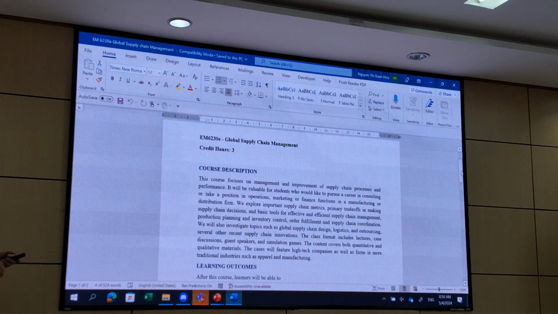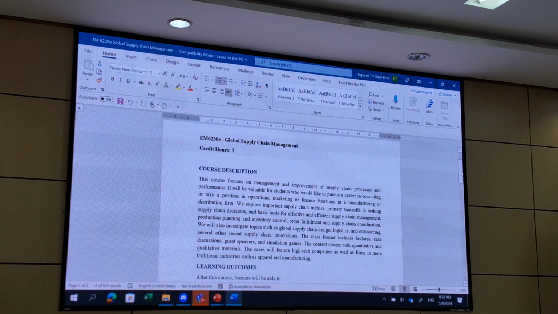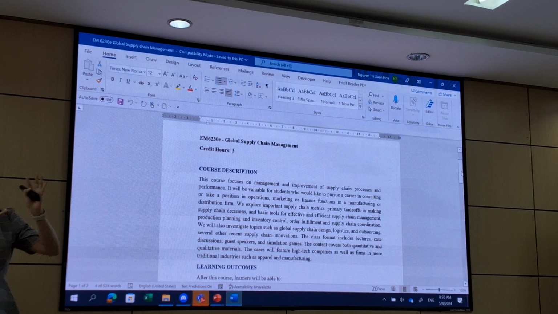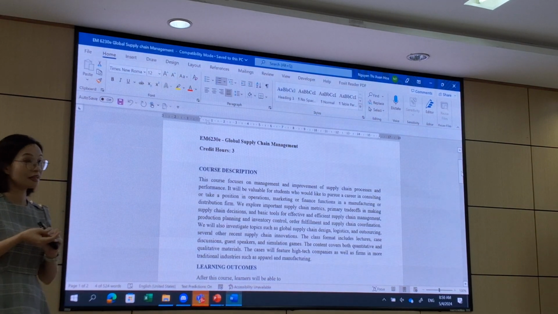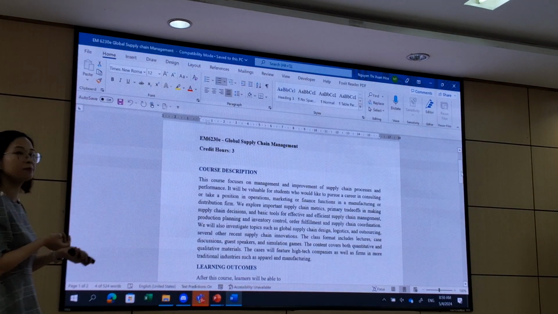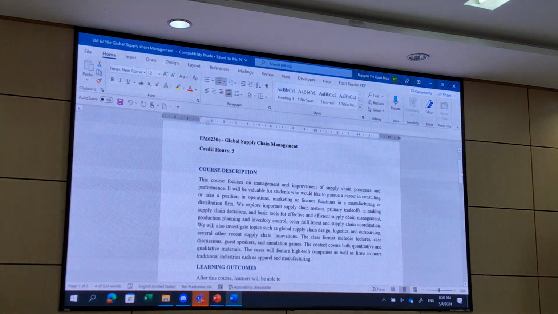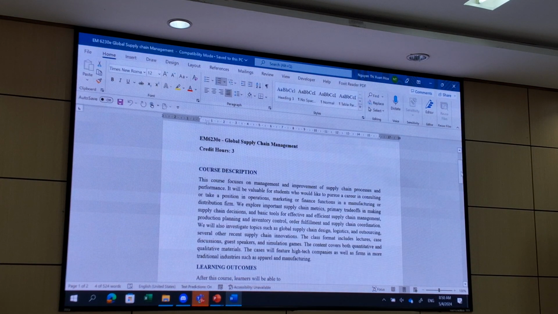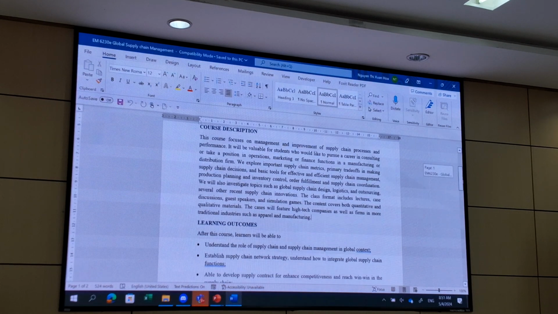So in this course, we have some discussion about the theories, but also we have some quantitative techniques. For example, when we talk about the supply chain contract between two parties in the supply chain, how we set up the contract. So we have some qualitative and quantitative topics in this course. So this is a general introduction about the topic. Of course, the language we use is English.